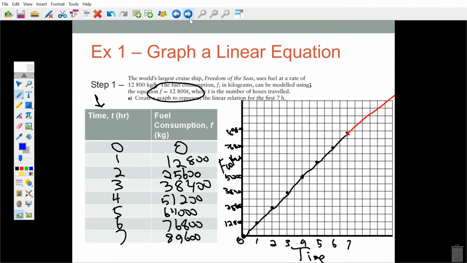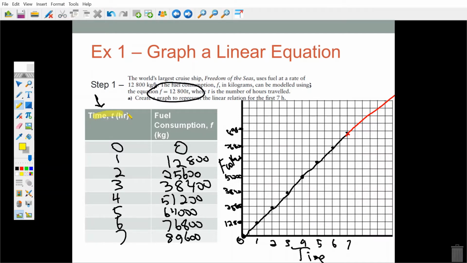In the interest of time, I filled this out because it was a time-consuming process. The question tells you you're looking at the world's largest cruise ship, and the fuel that it uses at a rate of 12,800 kilograms per hour. It wants you to draw this graph yourselves. You don't have to have graph paper. Anytime you need to graph something on a quiz or a test, the graph paper will be provided.